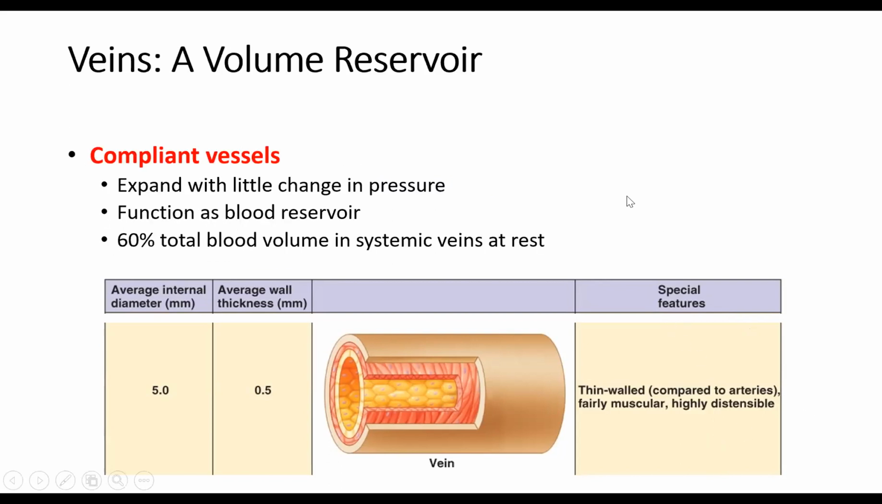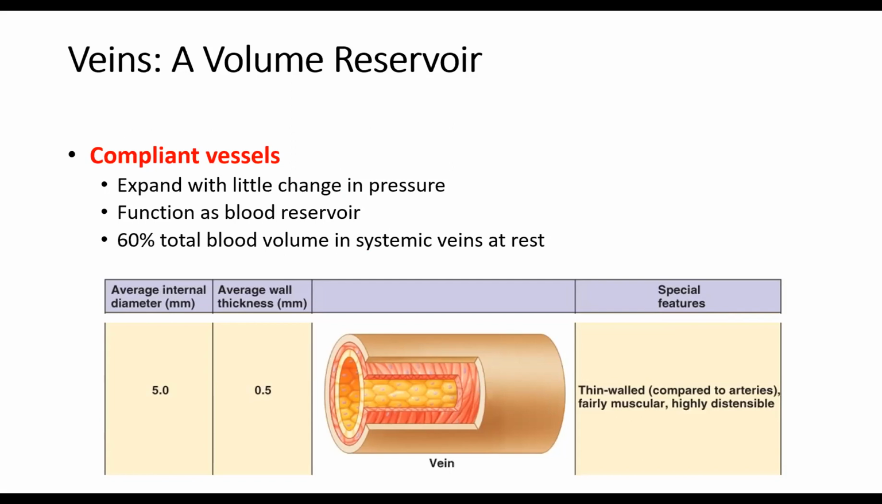Okay. Now, veins are a volume reservoir. So comparing to what we spoke about in terms of arteries, arteries being a pressure reservoir, veins are much more compliant vessels. They have little elasticity to them, the way that arteries do. And so they're pretty obedient. They can accommodate lots of volume without pressure changes. Little pressure changes for large volume changes.